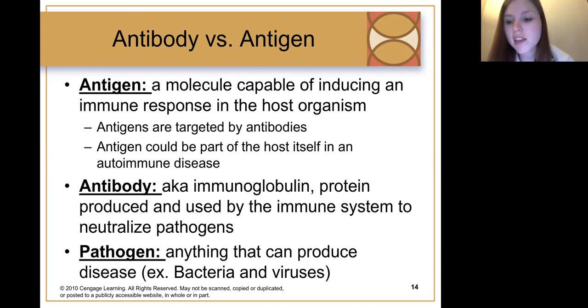The antibody, also known as immunoglobulin, but we'll pretty much call it an antibody, is the protein that's produced and used by the immune system to neutralize pathogens. A pathogen is anything that can produce disease, so bacteria, viruses, anything like that. Is everybody clear on the difference between antigens and antibodies? Good? Okay. If you're going to be learning about disease, you need to know the difference. So know those definitions.